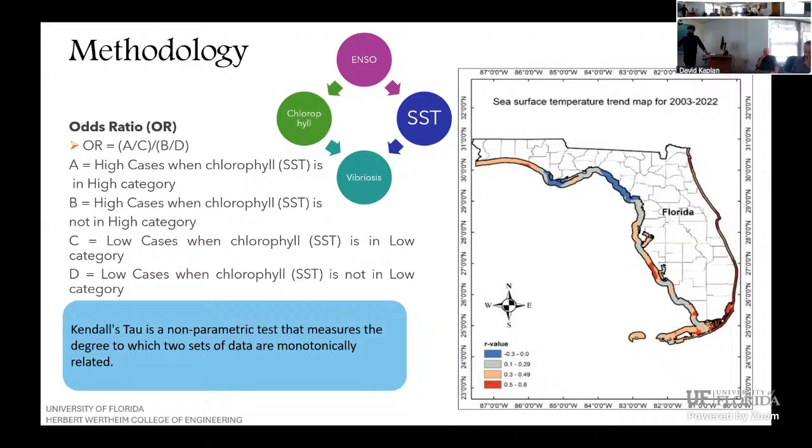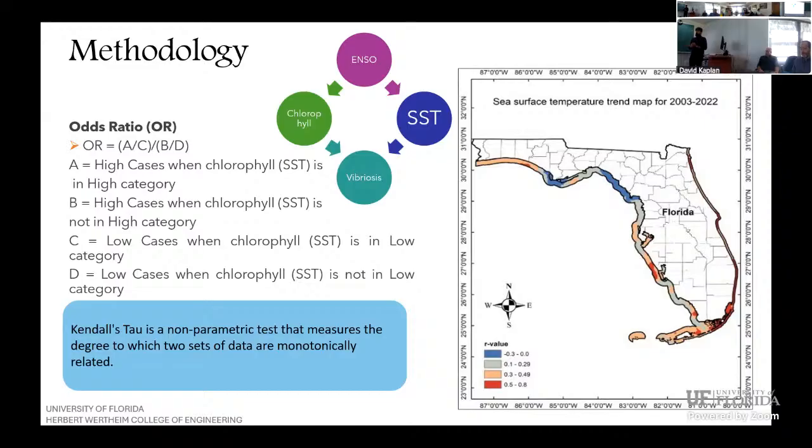Based upon that, the figure also completely makes sense that the R value, the correlation value, varies from 0.5 to 0.8. That means it's a very high significant value in the region of Sarasota and the Miami region. That means from 2003 to 2022, the temperature of this region is increasing every year with a constant rate.